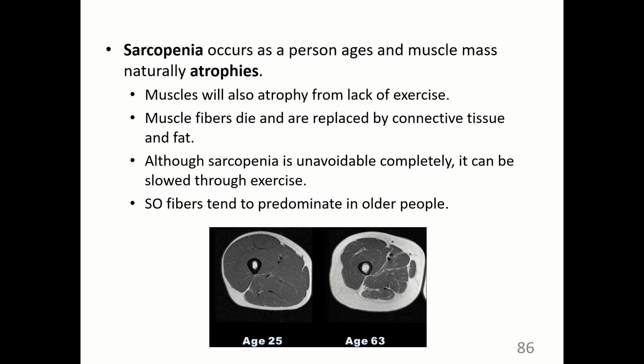Sarcopenia is a condition that occurs as a person ages, and muscle mass will naturally atrophy and be replaced by connective tissues. In this case, it'll be the subcutaneous fascia or superficial fascia, like adipose tissue. Muscles will also atrophy from a lack of exercise. And when muscle fibers die, they are replaced by connective tissue and fat. So although sarcopenia is not completely avoidable, it can be slowed through exercise. Slow oxidative fibers tend to predominate in older people.